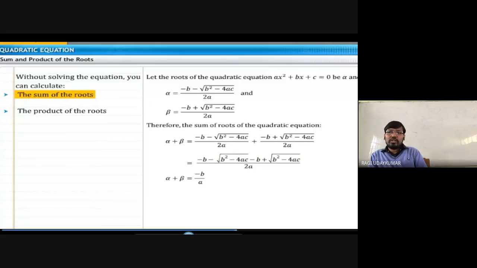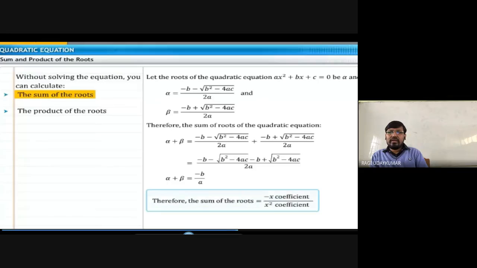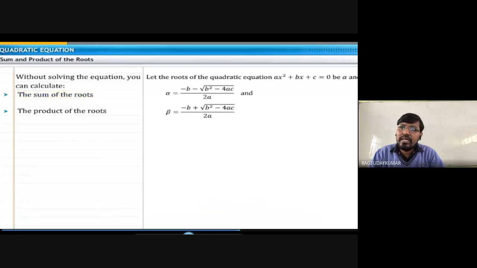Even in the polynomials chapter you have done zeros. The sum of the zeros is minus b by a for a quadratic, and the product of the zeros is c by a. Same here, but here we have to call them roots as it is an equation. The product of the roots will be equal to c by a.